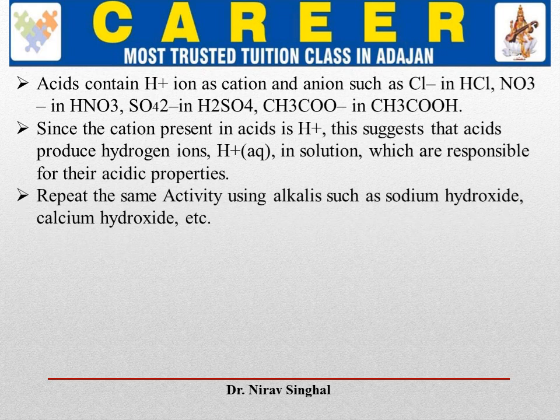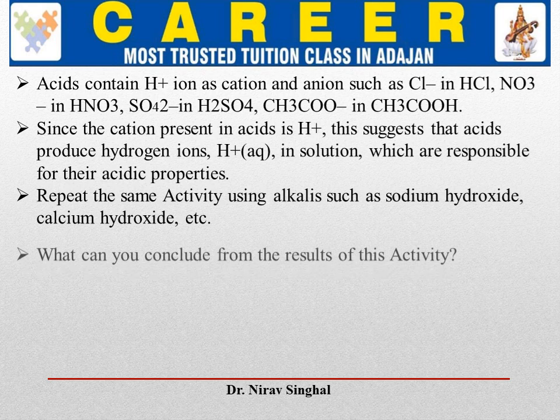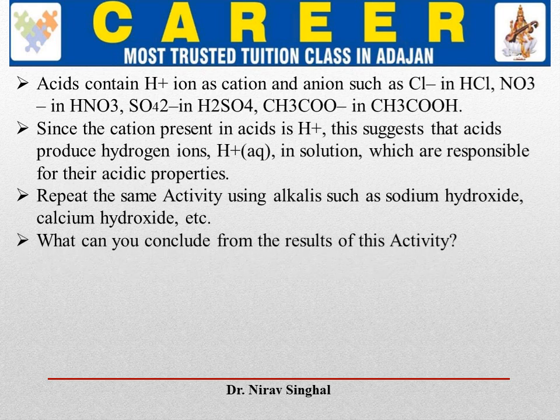Now, repeat the same activity using alkalis such as sodium hydroxide, potassium hydroxide, calcium hydroxide, etc. What do you observe? We can conclude that if instead of HCl we add NaOH or KOH or calcium hydroxide, it also conducts electricity. But here the electric current is conducted via OH minus ions.